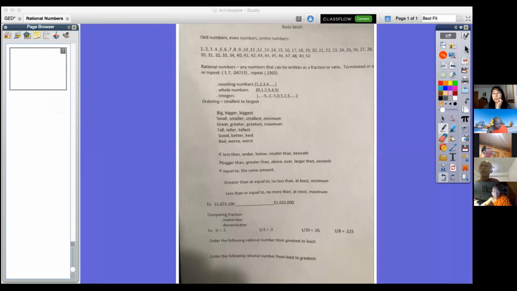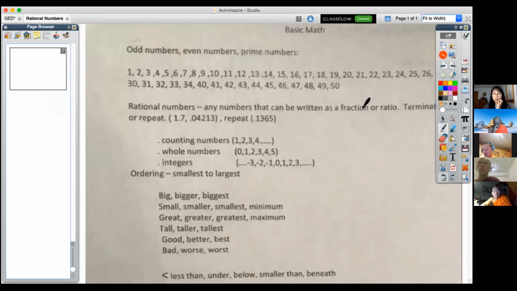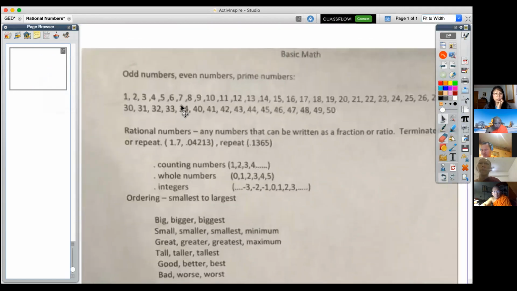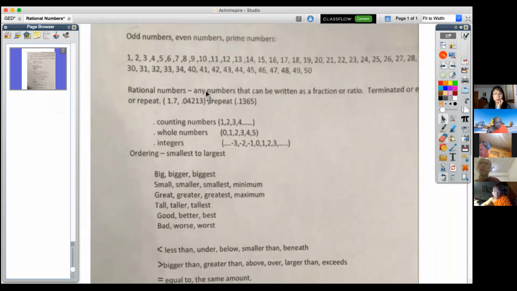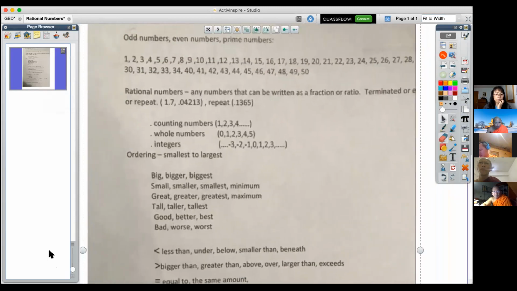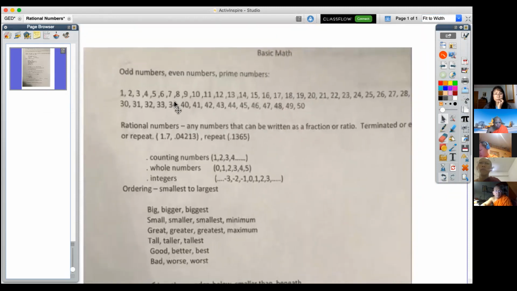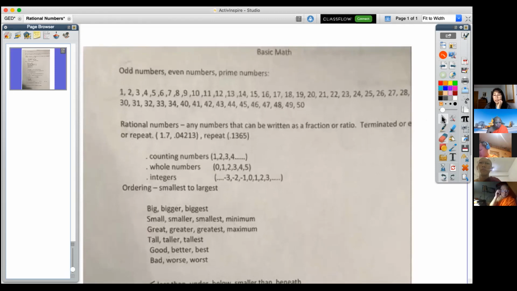Okay, so she sent me this, so she probably wants you to know these. All right. Okay, do you know what they are? Even and odd number.